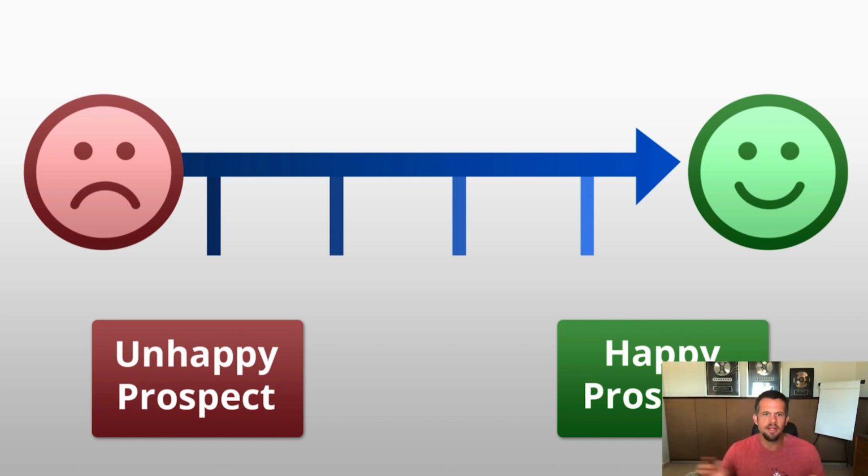So as an example, let's say this is the fitness niche, right? This unhappy prospect is an out of shape guy who's looking to get in better shape, lose fat and gain muscle. The thing that person is going to have to learn is how to work out correctly, how to eat correctly, how to supplement correctly, and how to sleep correctly. If they do that over the course of a period of time, that will get them from unhappy to happy.